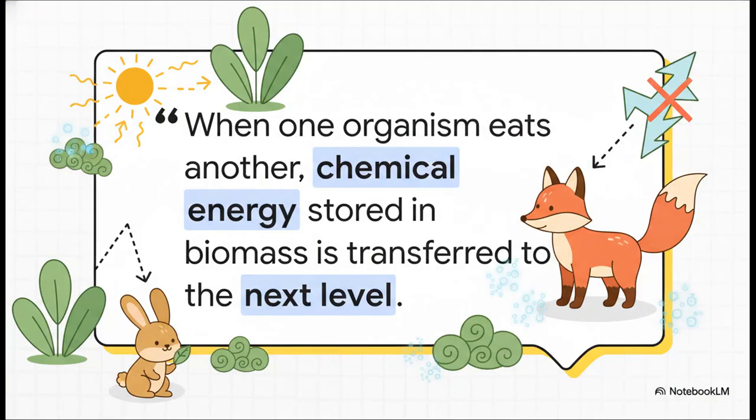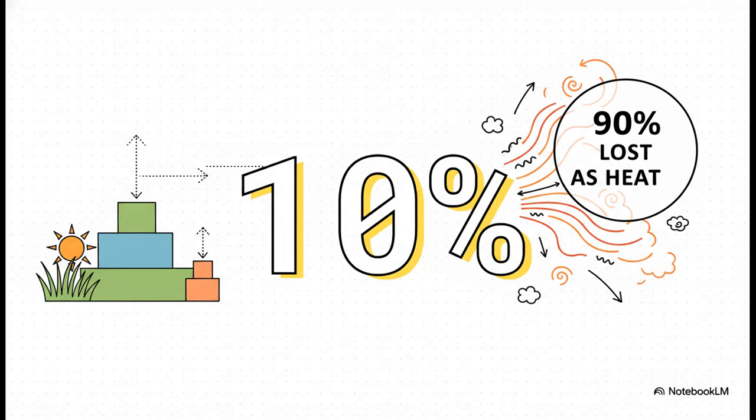When something gets eaten, the energy that was stored in its body, what scientists call its biomass, gets passed up to the next level. It's a transfer of energy. But, and this is probably the single most important thing to remember about food chains, that transfer is not very good. In fact, it's really, really inefficient. How inefficient? We're talking only about 10%. That's it. Only 10% of the energy from one level actually makes it into the body of the next level.